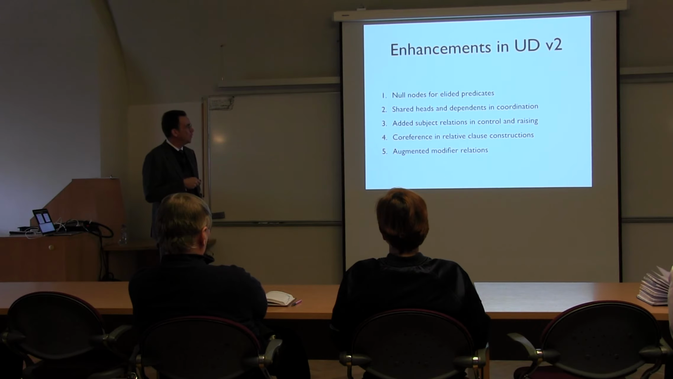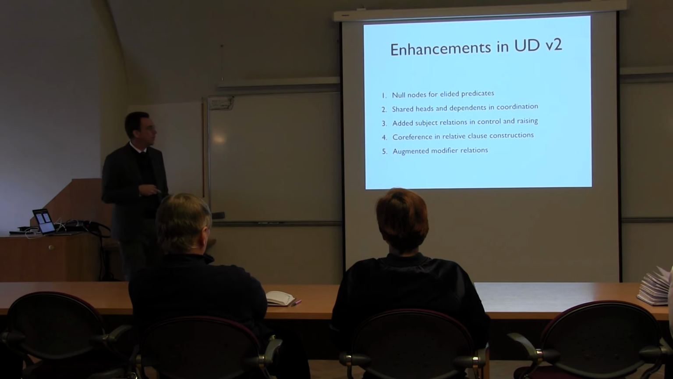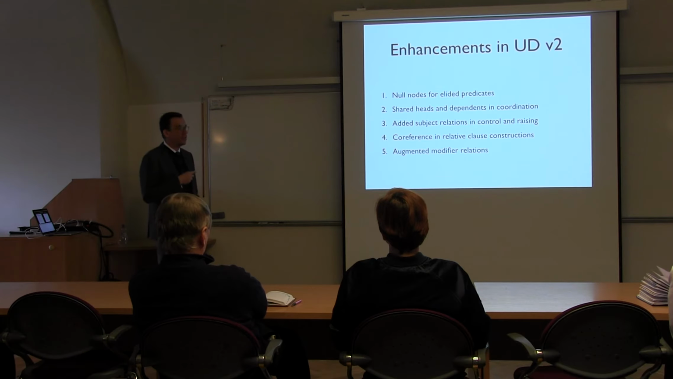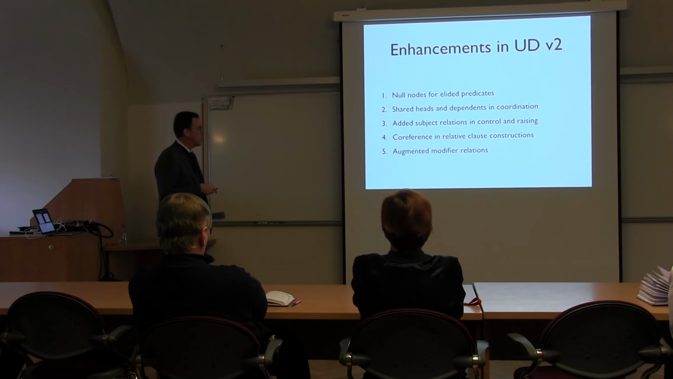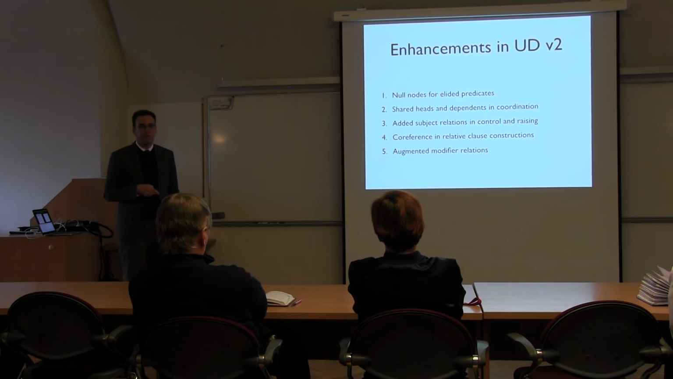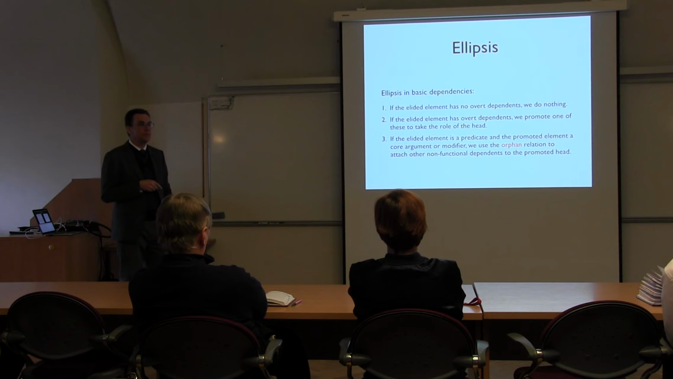So null nodes for aligned predicates, shared heads and dependency coordination, of which we already saw an example, added subject relations in control and raising, which was also exemplified in the previous examples, co-reference in relative clause construction, and augmented modifier relations. So let's have a look at each one of them in part.